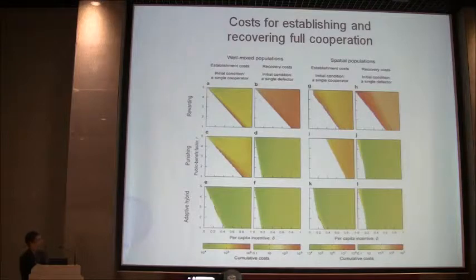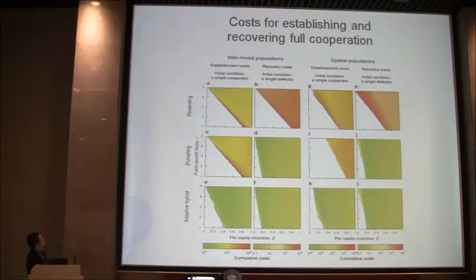And regarding the cost for establishing and recovering full cooperation, we know that when a state of full cooperation is established, partition is much cheaper, because in this situation punishment is only used occasionally. So we can see that in this second column, in the initial condition of a single defector, the adaptive hybrid policy has a similar cumulative cost to that of the partition.